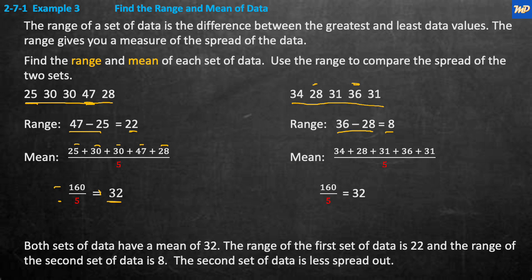Okay, 22 versus 8. The mean is the same, but the range is spread out more. Both sets of data have a mean of 32, and the range of the first set is 22, and the range of the second set is 8. The second set of data is less spread out than the first set of data.